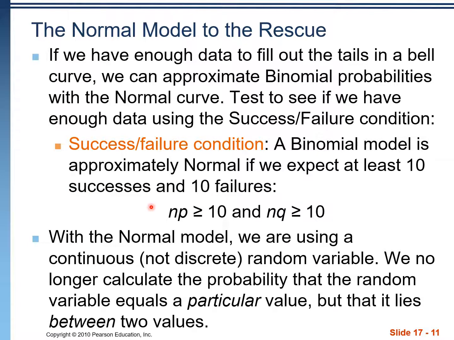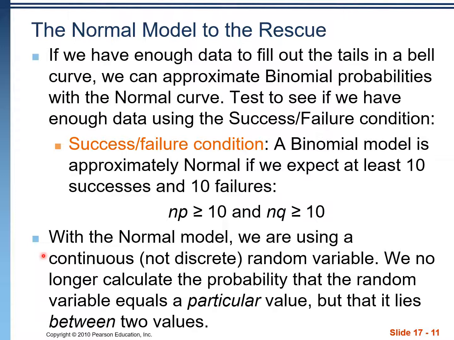And to do that, we check to see, does n times p equal a value that's greater than or equal to 10? Same thing with n times q. If both those values are greater than or equal to 10, we have enough data to fill out the tails in our normal distribution, and we can apply a normal curve to our binomial distribution.